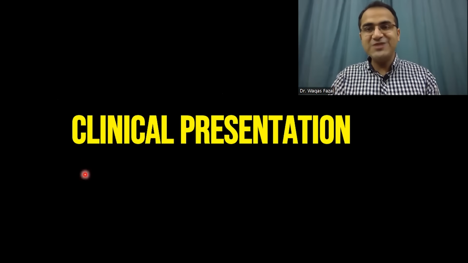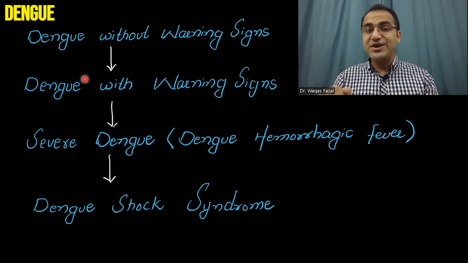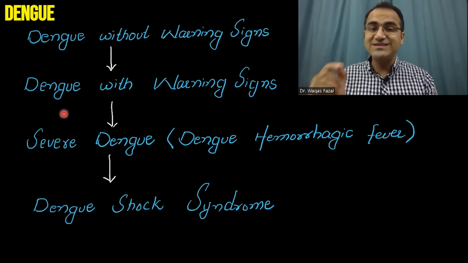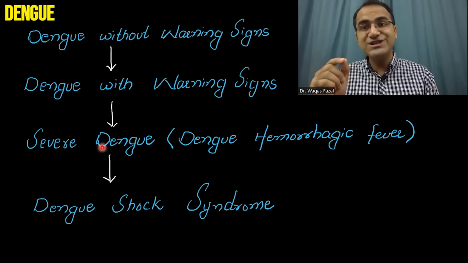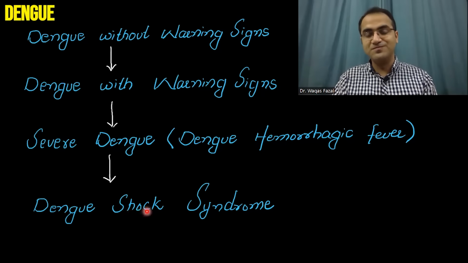Now coming to the clinical presentation of dengue fever. Dengue fever is usually divided into four different categories: dengue without warning signs, dengue with warning signs, severe dengue, previously called dengue hemorrhagic fever, and dengue shock syndrome.